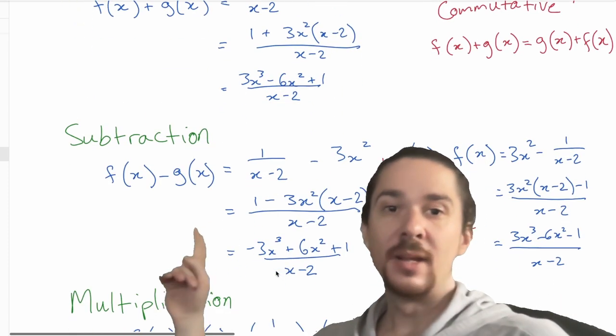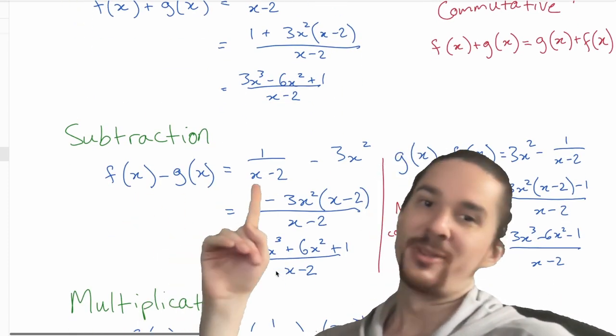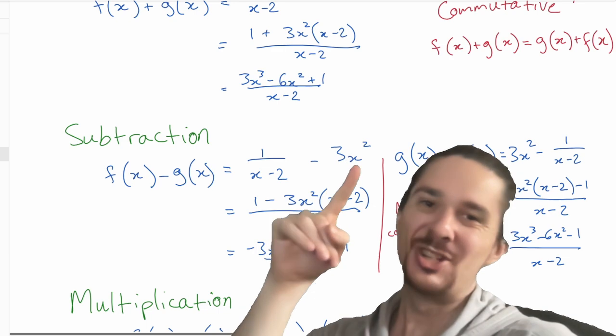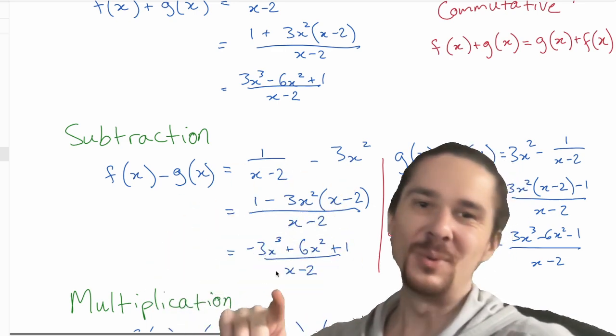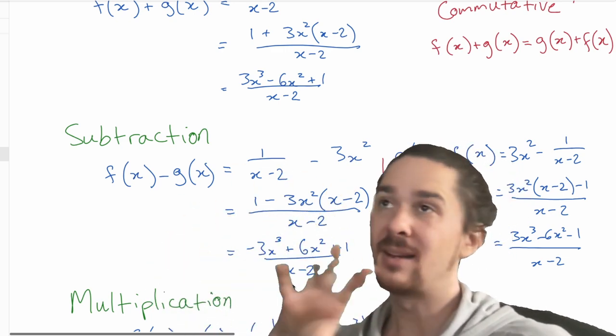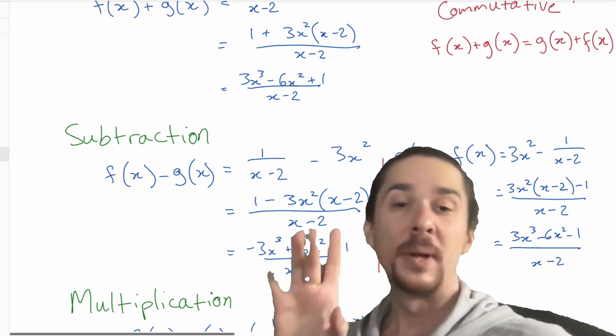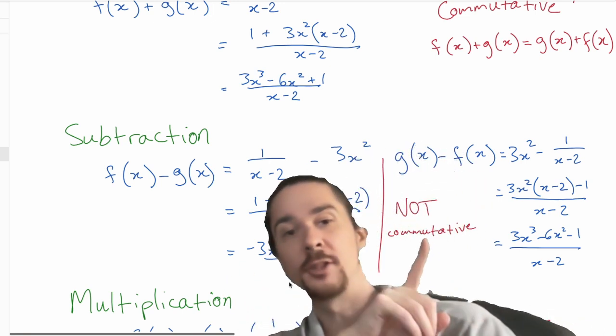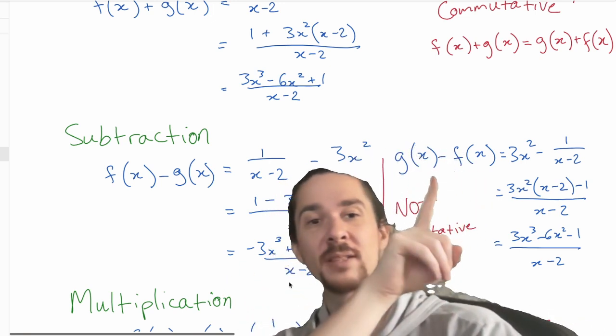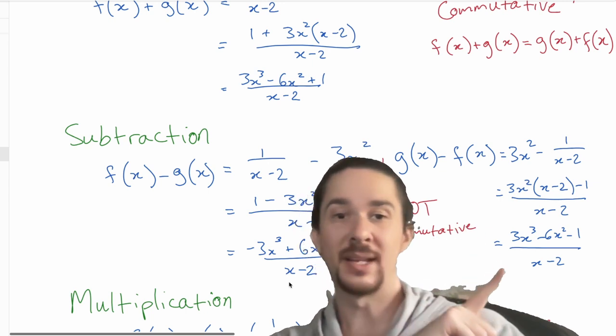Function subtraction, f of x minus g of x. Well, that's f of x minus g of x. Put it all into one fraction, simplify, yada yada, easy. But I do want to point out that this is not commutative, because g of x minus f of x gives us a different answer.